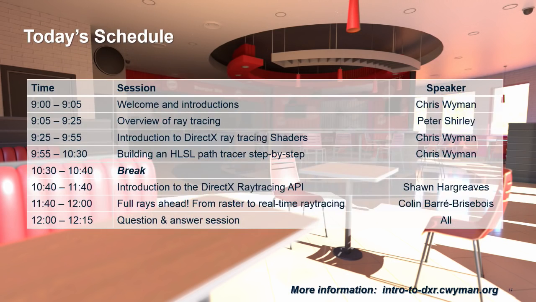So today's schedule is, I'm welcoming you here. Pete's going to give an overview, what is ray tracing? Then I'm going to switch back and talk about what are the basics of DirectX shaders for this new ray tracing pipeline, and then walk through some tutorials in a sort of incremental step-by-step fashion. We'll have a break, which we might also use for Q&A. And then afterwards, Sean will talk about the introduction to the host side code, after which Colin will talk about his experiences integrating DirectX ray tracing into existing raster pipelines. And then we'll have some more Q&A.